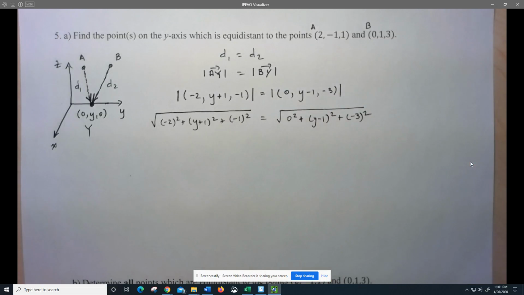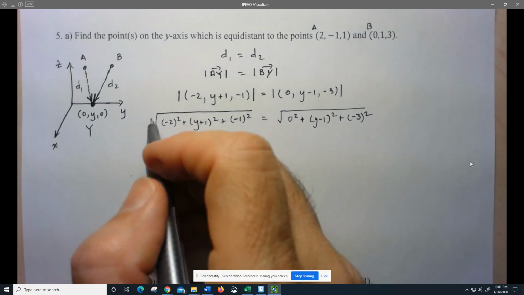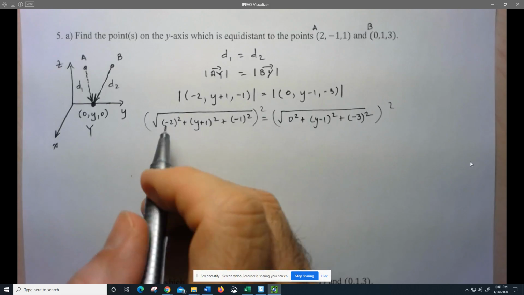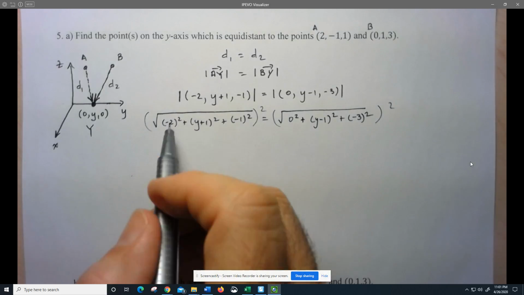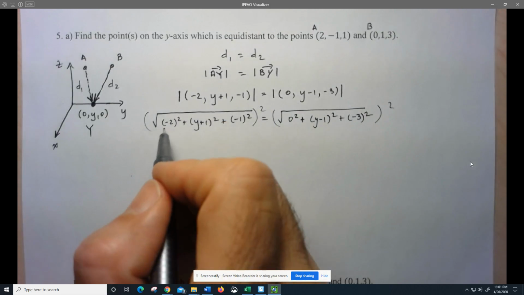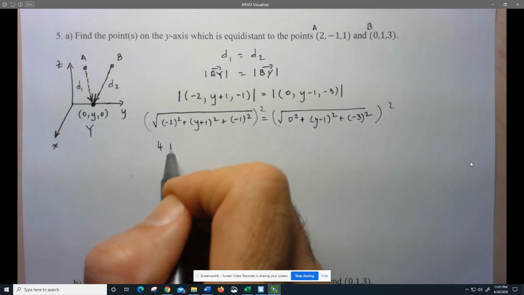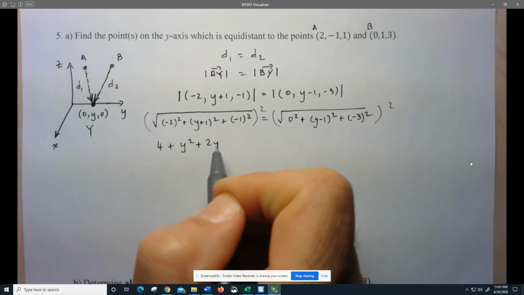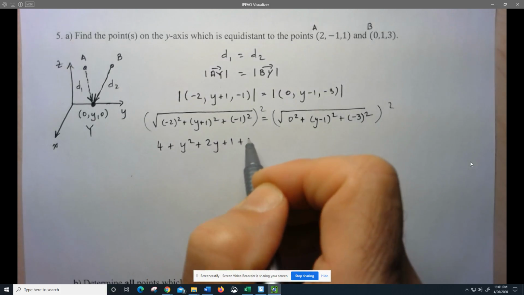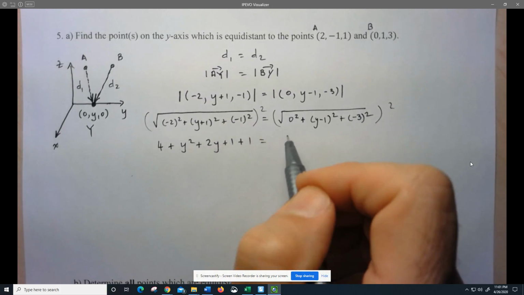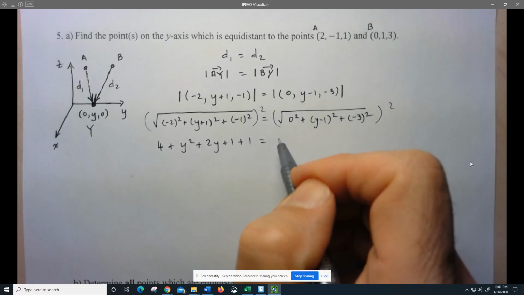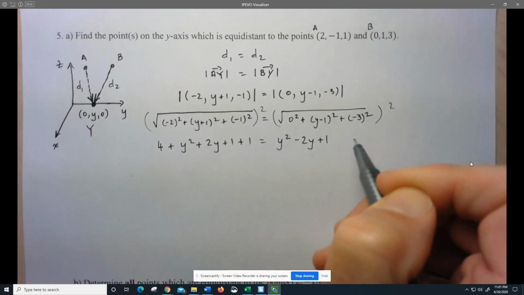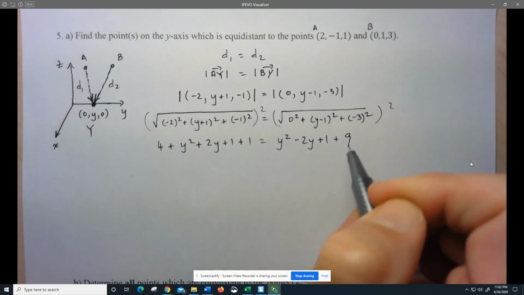Okay. Now I have these square roots on either side, so I might as well just square both sides. Make it nice and easy. So here, square roots disappear. Let's start simplifying the inside. So negative 2 squared is 4, plus, let's expand this. It's going to be y squared plus 2y plus 1, plus negative 1 squared is 1. And here, the 0 just goes. So I have y squared minus 2y plus 1, and then here plus 9.